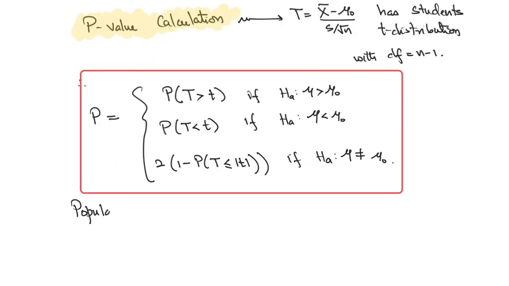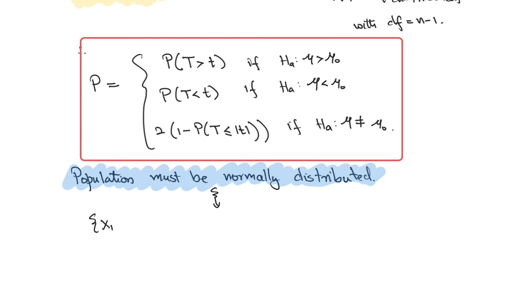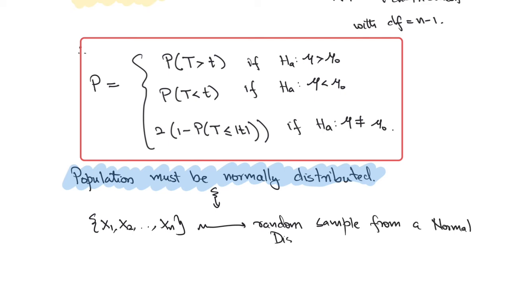Remember, for this test, we need to be sure or have reasonable belief that the population is normally distributed. That is, we are assuming that the random sample is coming from a normal distribution.